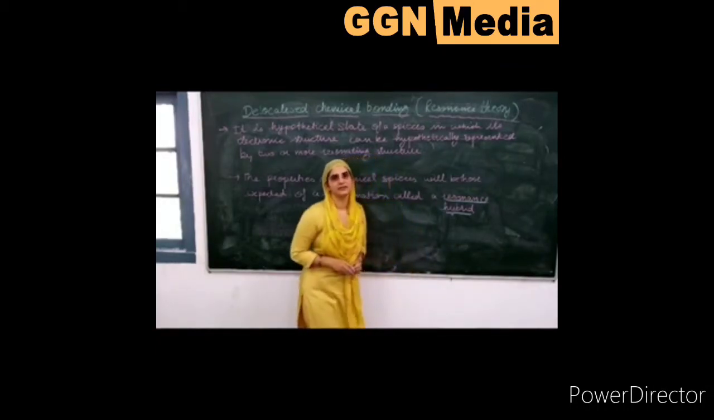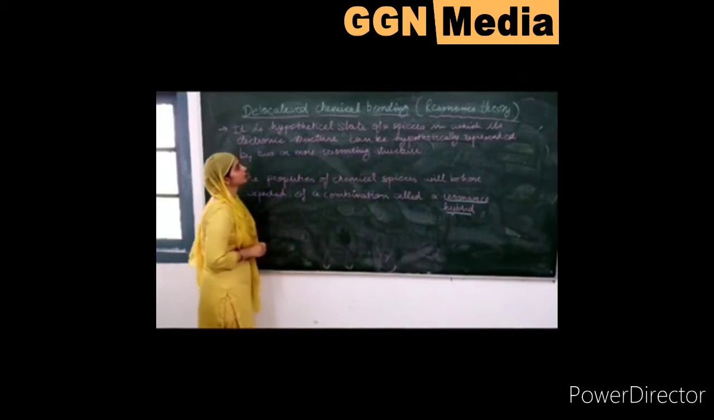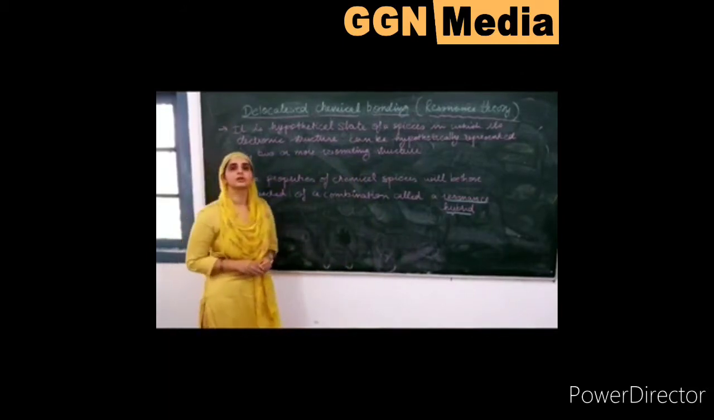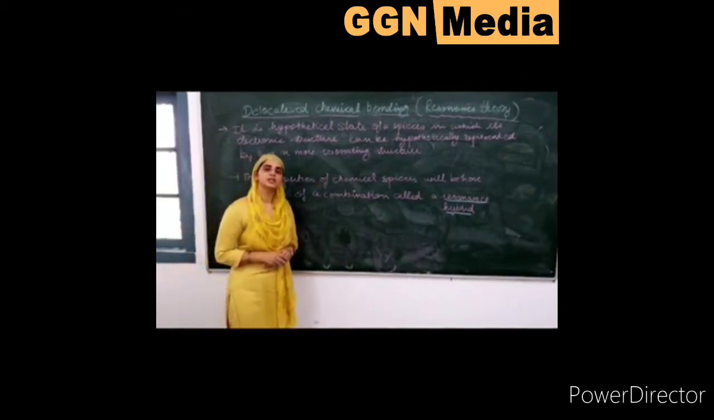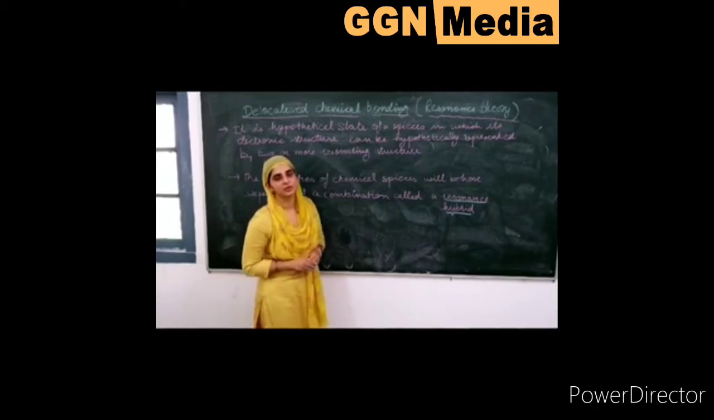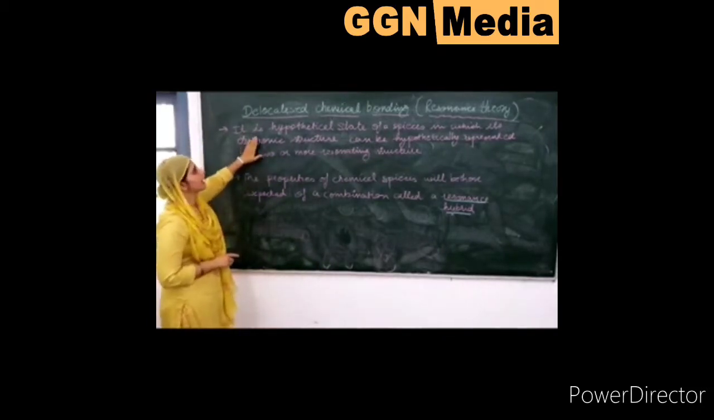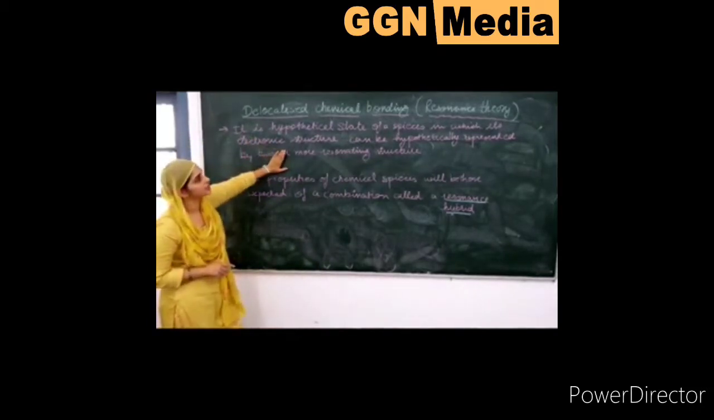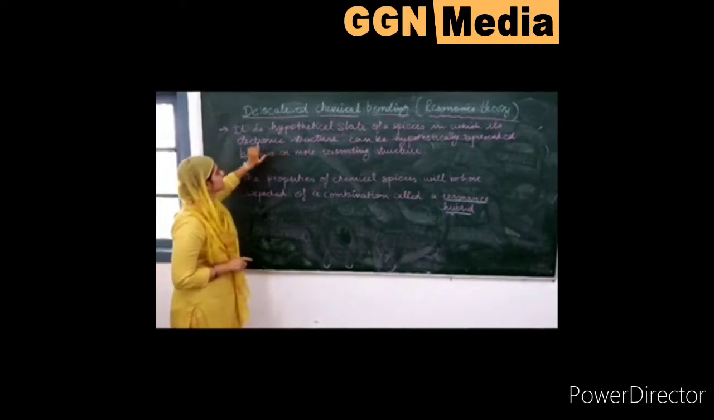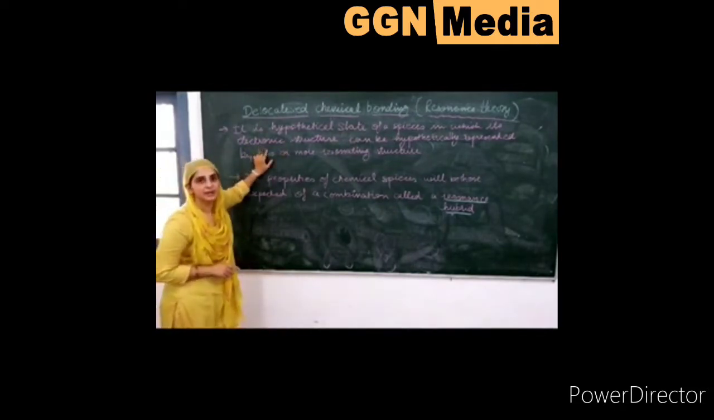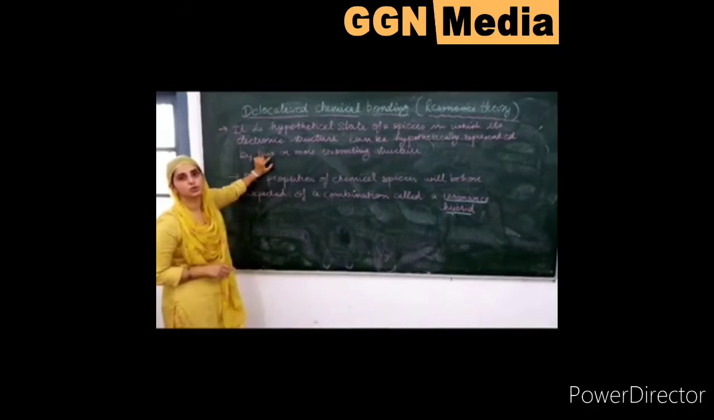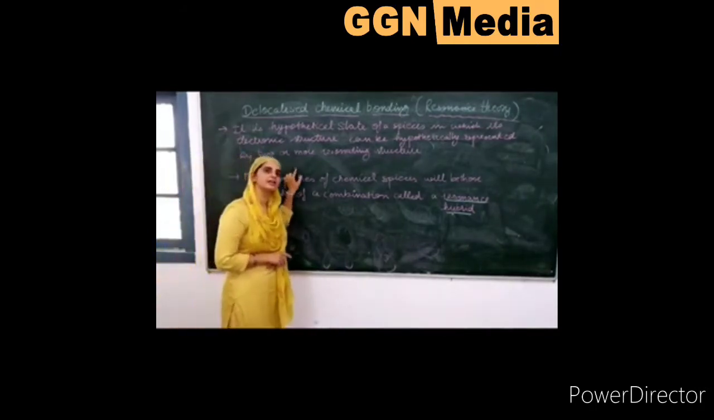Today I am going to start with my next topic, that is delocalized chemical bonding, which is also known as resonance theory. This resonance theory is the extension of VBT and it makes it useful for the structural description of the complex molecules. So what is resonance theory? It is a hypothetical state or non-real state of a species in which its electronic structure can be hypothetically represented by two or more resonating or canonical structures.